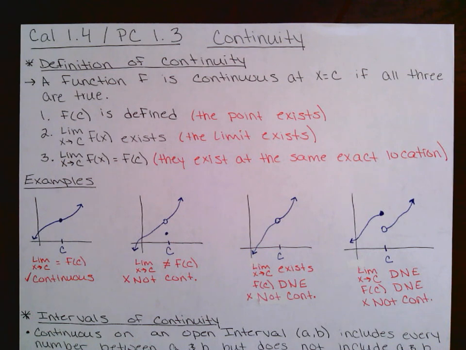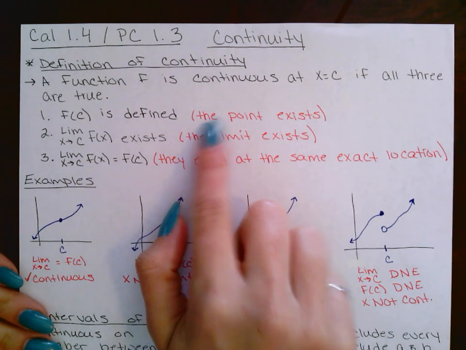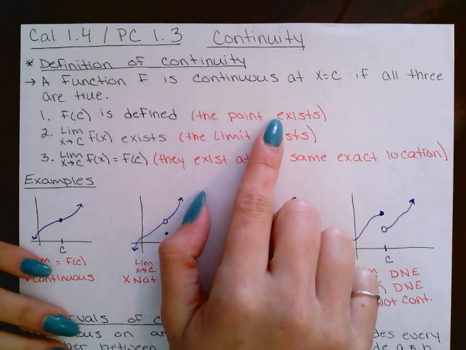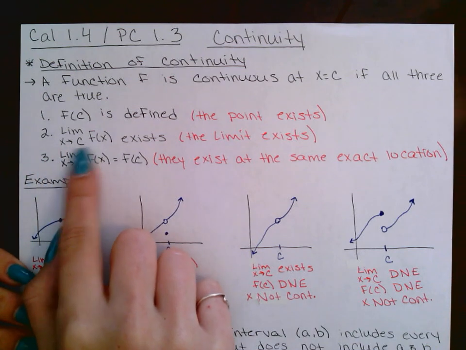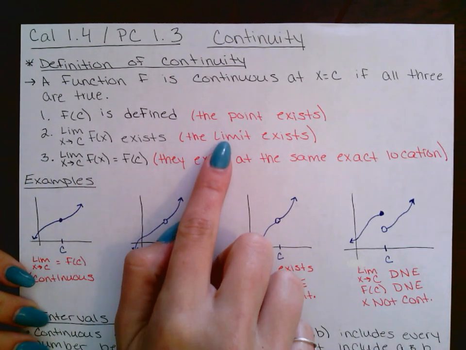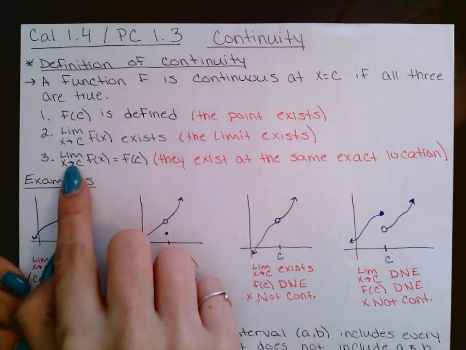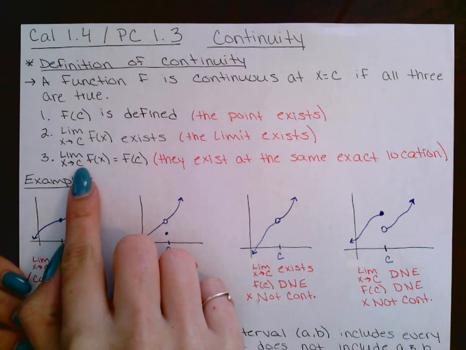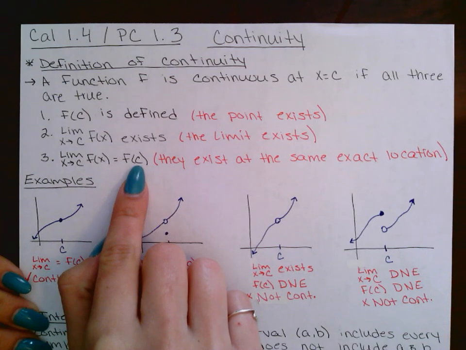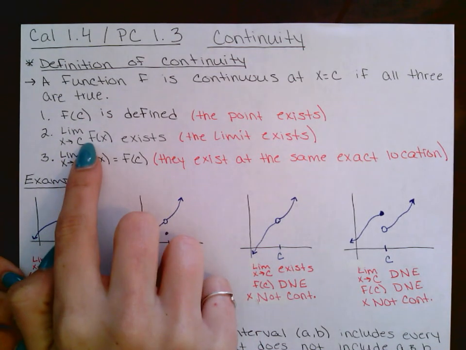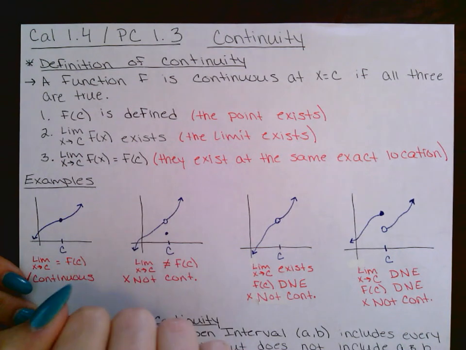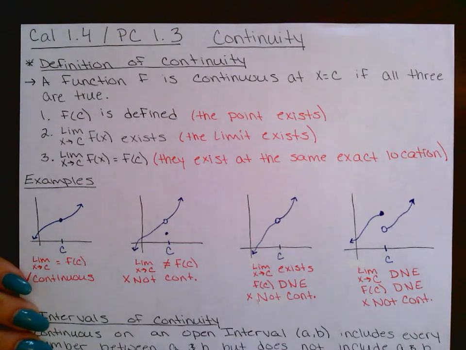So the formal definition of continuity is that a function f is continuous at a point c if all three of these statements are true. The first one says f of c is defined, and all that means is that the point at c exists. The second one is that the limit as x approaches c of the function exists, and again, that just means that the limit exists. And the third one is that the limit as x approaches c of the function is equivalent to f of c. All that means is that when these two exist, they have to exist at the same exact location. So let's check out some visuals for that.